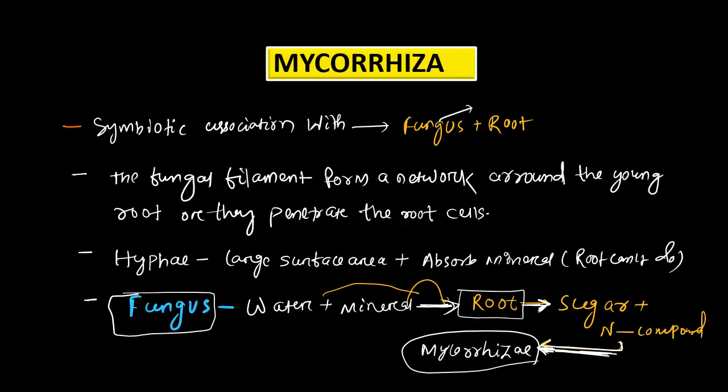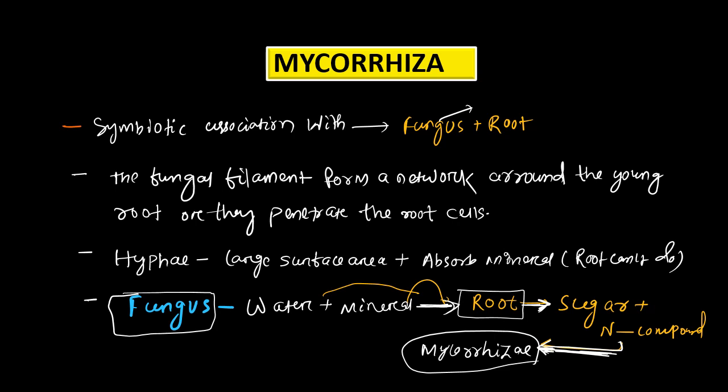Next, mycorrhiza. So what is mycorrhiza? Mycorrhiza is the concept of transfer of water, and mostly the concept is symbiotic association. What is symbiotic association? Symbiotic association is the association in which one organism provides something and the other organism provides something, and they mutually serve and survive in a condition.